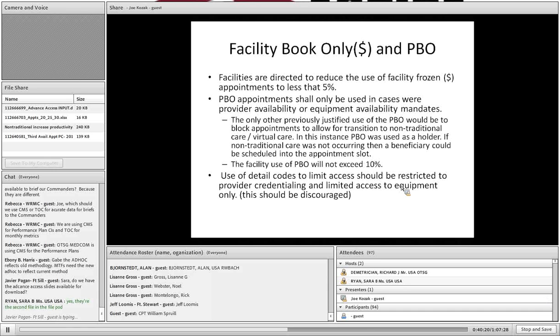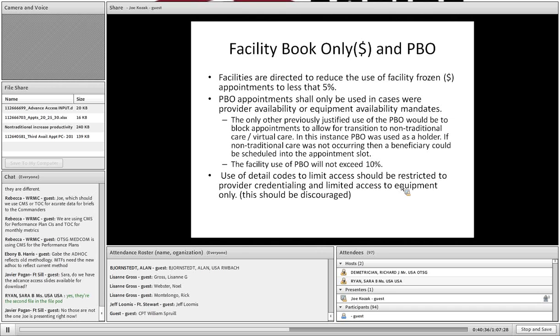Now, in some aspects, there are legitimate reasons to do that, but we have facilities out there that have facility frozen in excess of 50% of their appointments, which are also some of the facilities that our patients are complaining about the most as far as being able to get access. They're being told, call back later, call back at 6 o'clock tomorrow morning, we'll try and squeeze you in, and things of that nature. PBO appointments shall be used in very limited cases only, when restricted by equipment or availability of a certain provider type mandated.